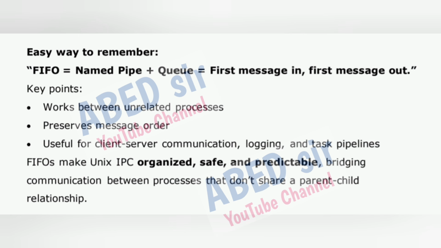Key points. Works between unrelated processes. Preserves message order. Useful for client-server communication, logging, and task pipelines. FIFOs make Unix IPC organized, safe, and predictable, bridging communication between processes that don't share a parent-child relationship.